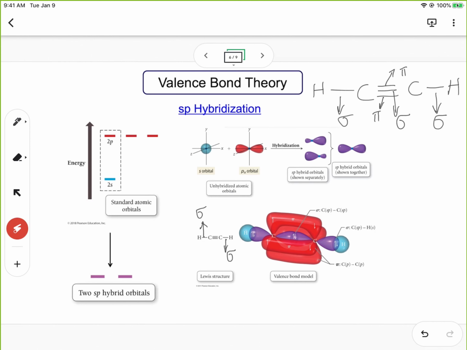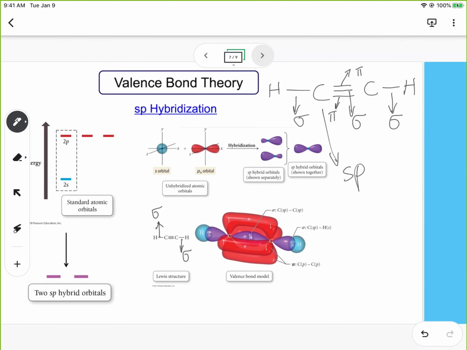And now let's take a look at the electron groups of this carbon atom. You have 1 single bond and 1 triple bond, so 2 electron groups. Therefore, you know, that matches with the sp hybridization. Okay, so sp hybridization in this case.